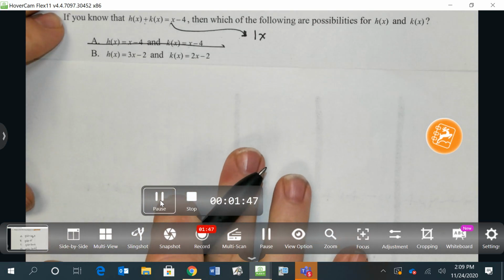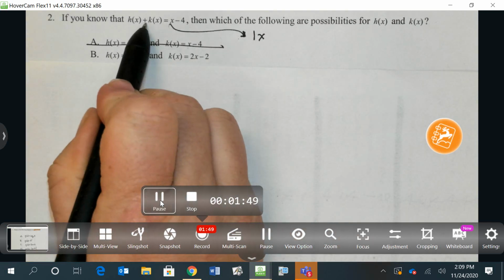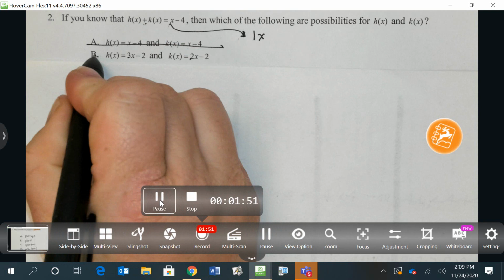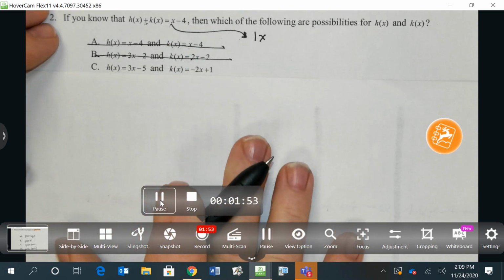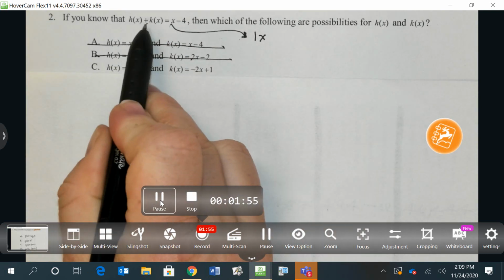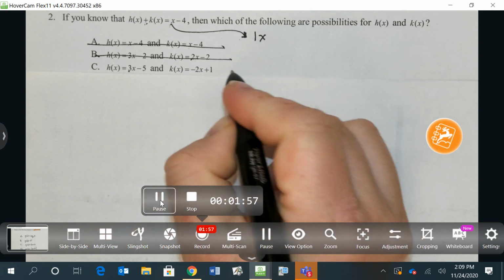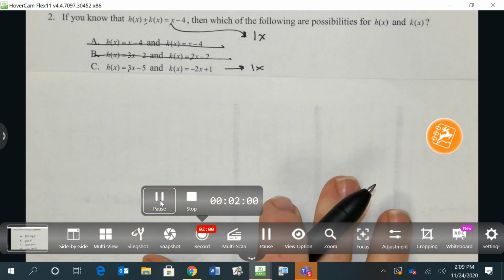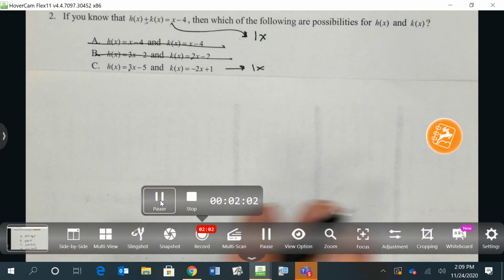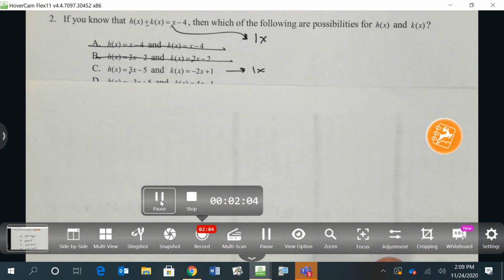Cancel. 3x plus 2x is 5x. Cancel. 3x plus negative 2x is a 1x. Now it's possible that's the only option that has a 1x, and then I don't have to do any more work. Let's check with option D.